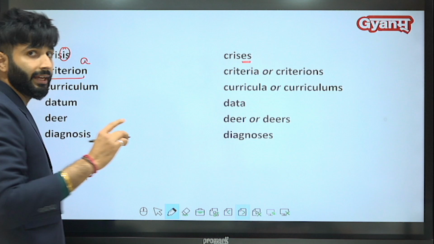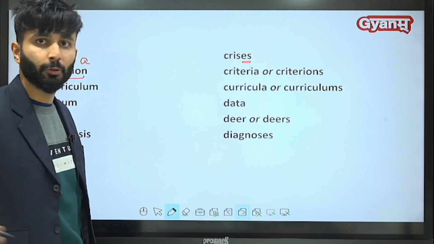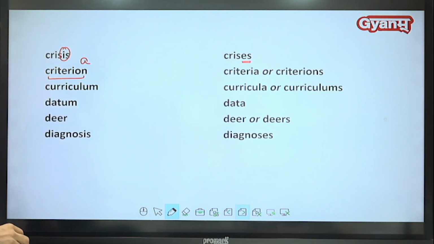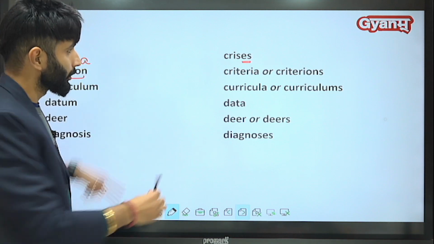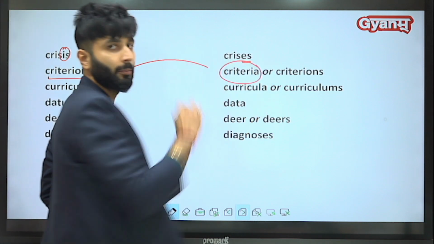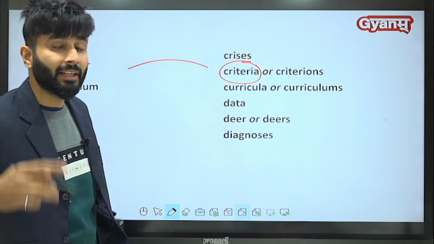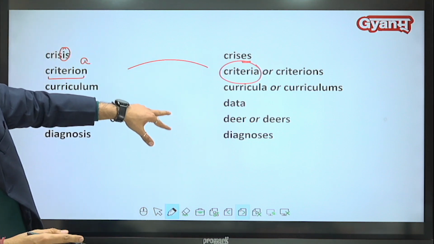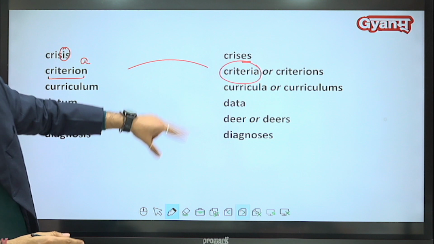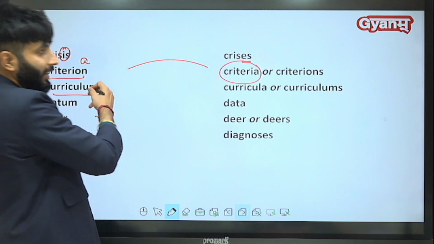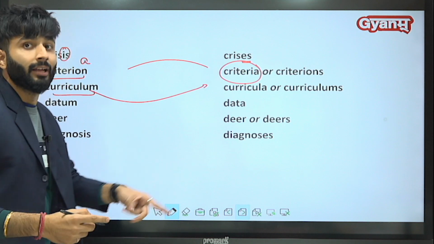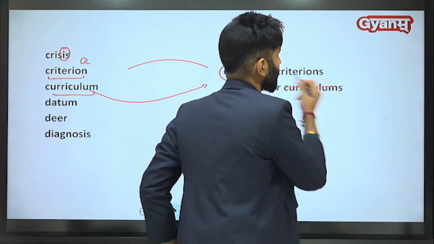Criterion. What is the criterion that you followed? A criterion is singular. You talk about criteria, that would be what? Plural. The eligibility criteria are as follows. Curriculum, of course, singular. Curricula is plural. Sometimes it is used as curriculums. You can just ignore these words.